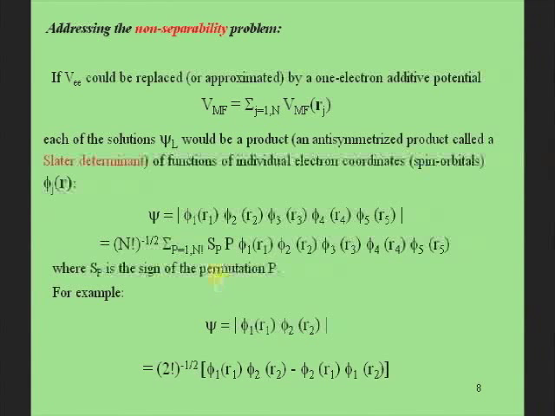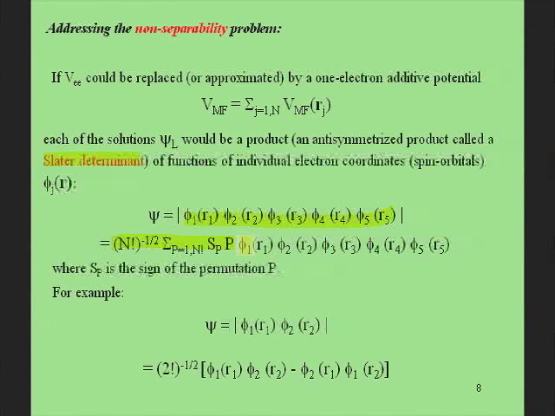Because what I can do is take these products of spin orbitals 1 times 2 times 3 times 4 times 5, and make them into what we call a Slater determinant. The way this works is, I can apply what's called the antisymmetrization operator to this product of spin orbitals: 1 over n factorial to the minus a half, where n is the number of electrons, times the summation over all permutations of these electrons' coordinates of a sign factor times a permutation acting on this.